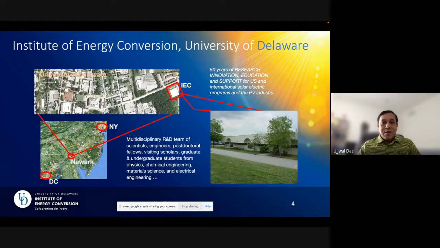We are basically a multidisciplinary team of scientists, engineers, postdoctoral fellows, graduate students, and undergraduate students from multiple disciplines. That includes physics, chemistry, chemical engineering, material science, electrical engineering, and a few other departments like the environmental science and policy institute.